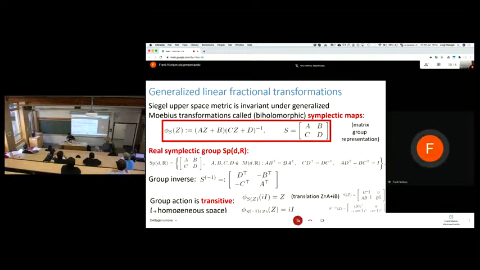So here you have the constraints on the block matrices here, and you can define the group inverse as follows.